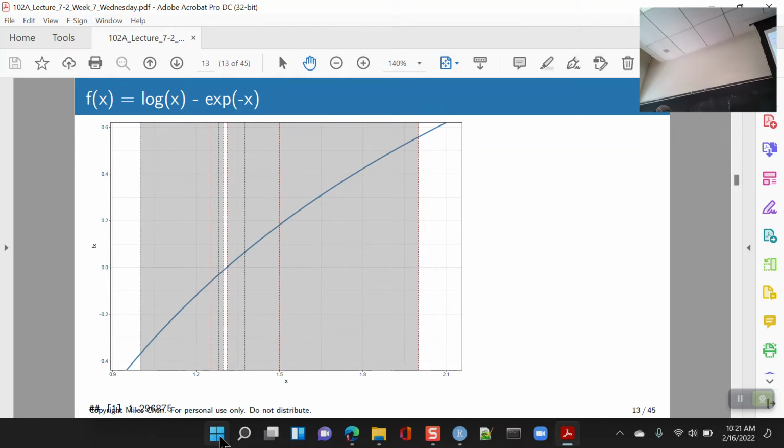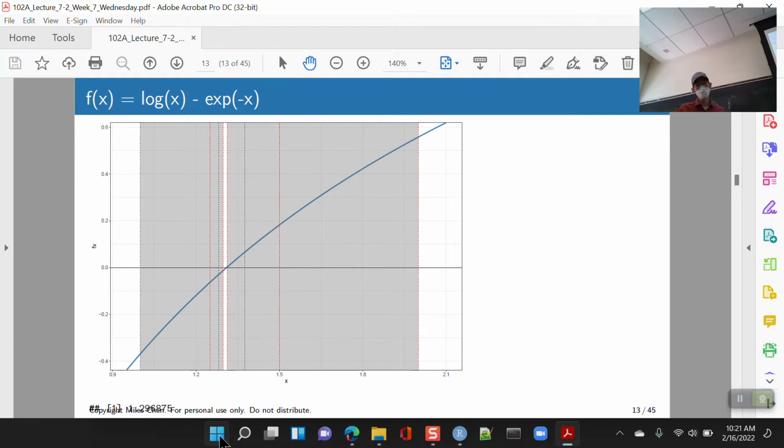Okay, so this would not be a valid starting interval if it was like this. This is not a valid starting interval because x on the left is negative, x on the right is negative. You would not be allowed to start with this interval.